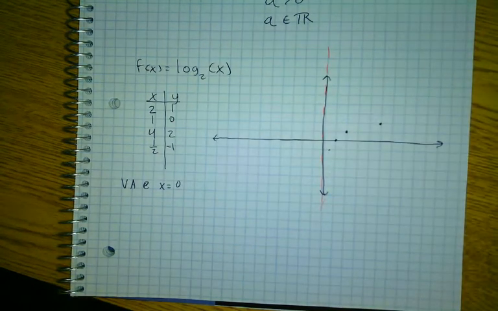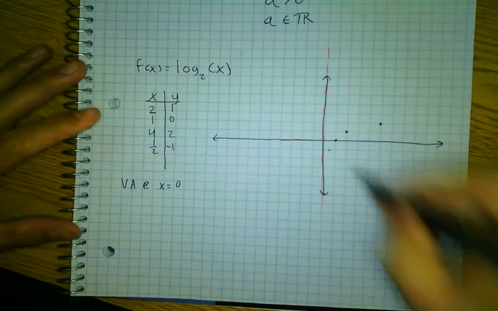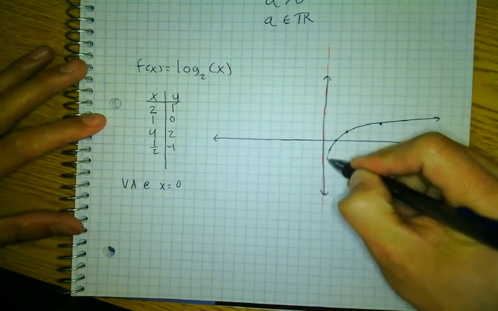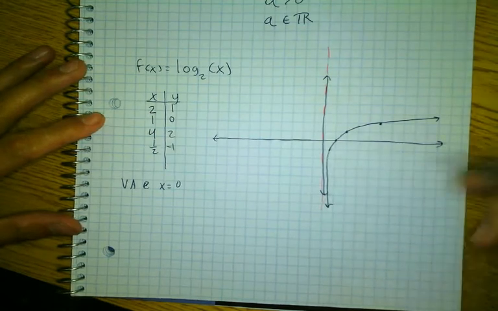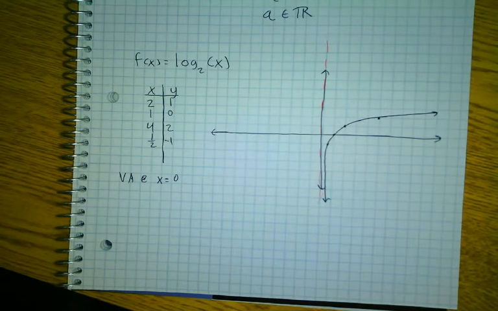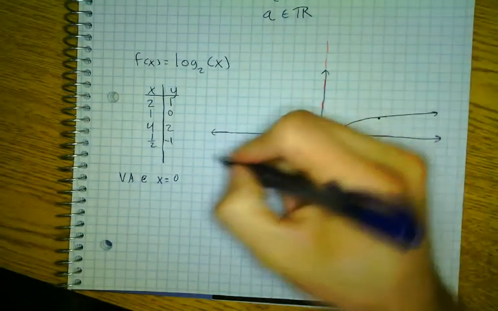Based on that, do you already have an idea what this looks like? I have plenty of points. So I'm just going to connect them. It's going to go in this direction, and then follow the asymptote downward. Are we good? So this is what the parent function looks like.